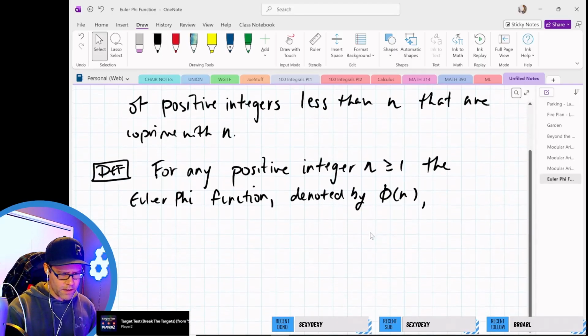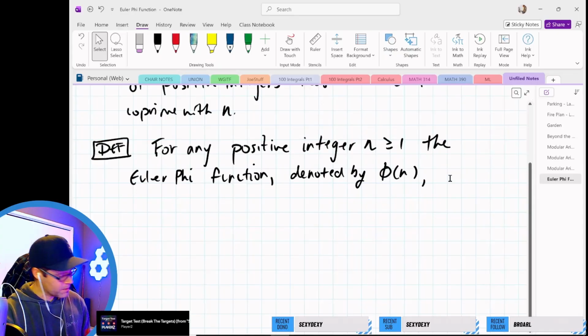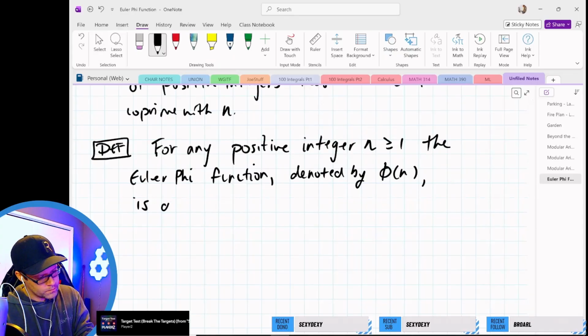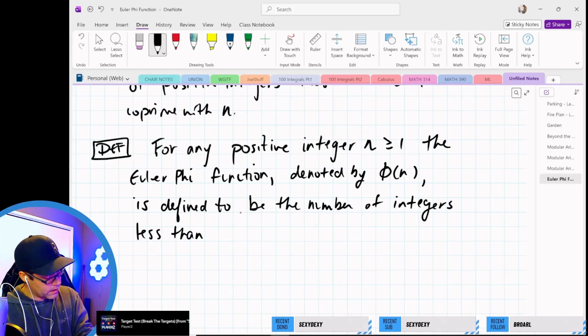And for the Euler Phi function, we're going to call it phi or phi of n. That's going to be how it's denoted. And like we said, we want the number of integers less than n that are co-prime with n.